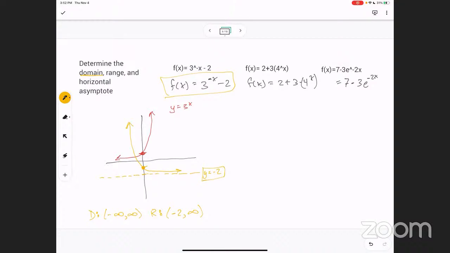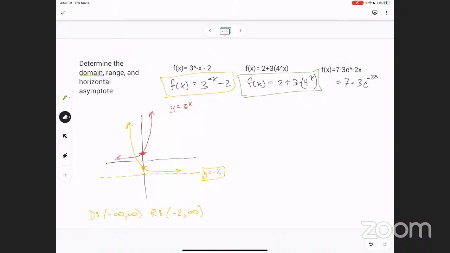So let's try this other one. This other one I'll do in green, and I'll use the same graph. Now I know the graph is a little bit different. It's y equals 4 to the x, but it's basically the same thing.